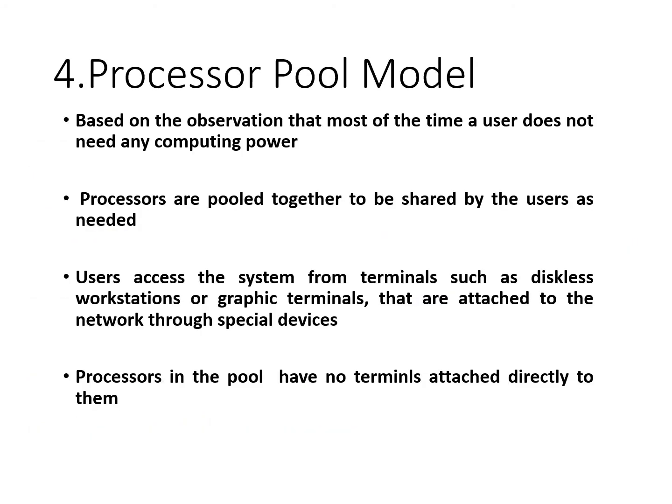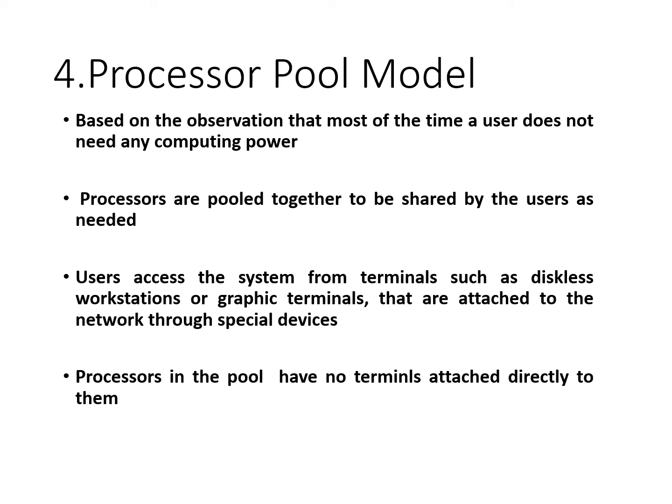So the fourth type is the processor pool model. The processor pool model is mainly based on the observation that most of the time a user does not need any computing power, but once in a while he or she may need a very large amount of computing power for a very short time. That is, there is a variation in the demand of the users. Sometimes they need very simple interactive work, and very rarely they may need high intensity computing power.